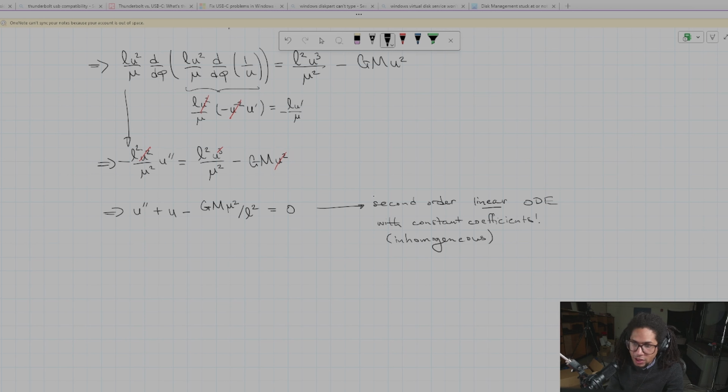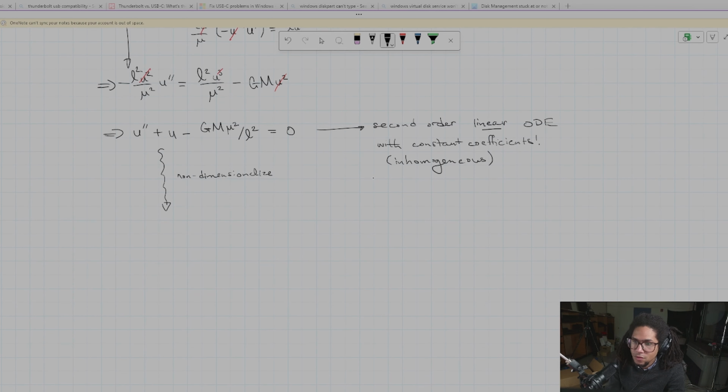So let's start out. Actually, before we start out, let's non-dimensionalize this really quickly. Okay. U has dimensions of 1 over length. So I want to find a reference length to make this all nice. Notice that L has dimensions of, well, L is an angular momentum, so it's position or length times momentum.